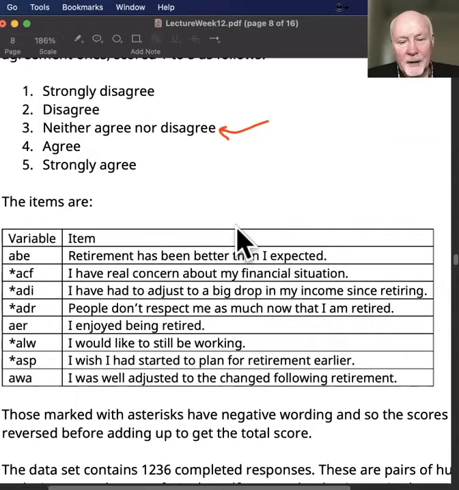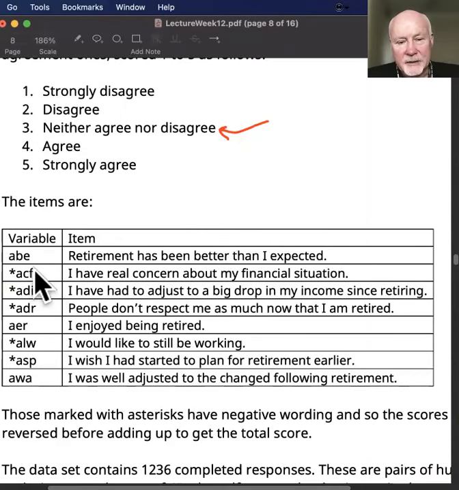The second thing that is a little bit tricky is that some of these questions are worded in the negative. Okay, so I have real concern about my financial situation. That's negatively worded compared to the first one. Retirement has been better than I expected. Now, when we process the data, we switch the numbering around basically to take account of that. But sometimes negatively worded questions can misbehave in terms of measurement as well.